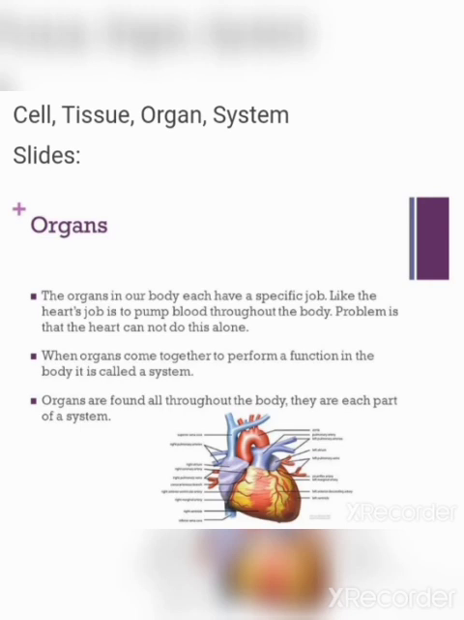So there are different systems. The nervous system controls many activities, the body activities. Muscular system, endocrine system, reproductive system. So these various systems in the human body make up the entire body of an organism.